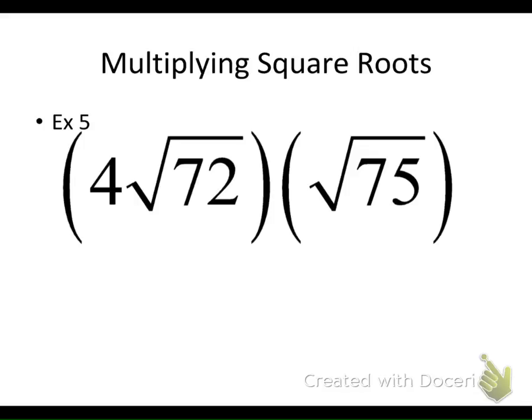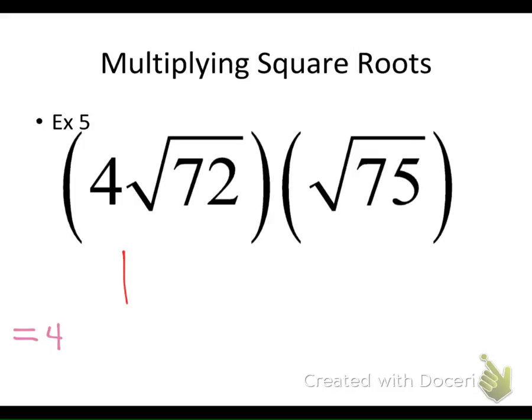So step 1 says to multiply my coefficients. So if I go to multiply my coefficients, what do I end up with? Yeah, just a 4. Because 4 times nothing is here, or 1. Well, what's 4 times 1? 4. So step 2, we're going to factor our radicands and then rewrite them under a single square root sign.